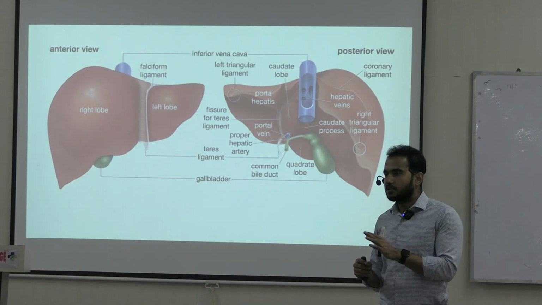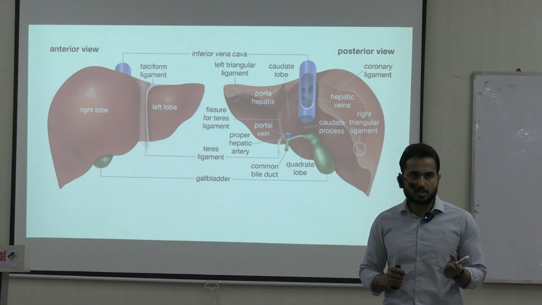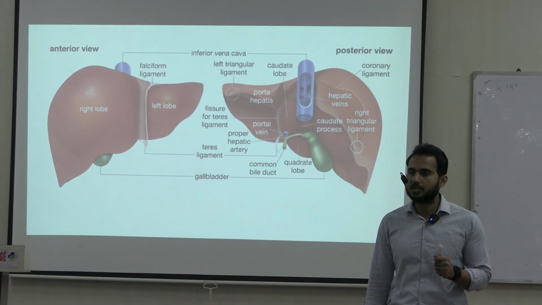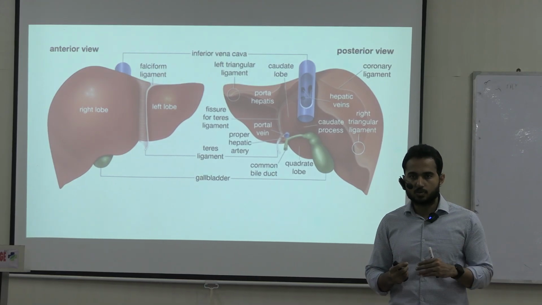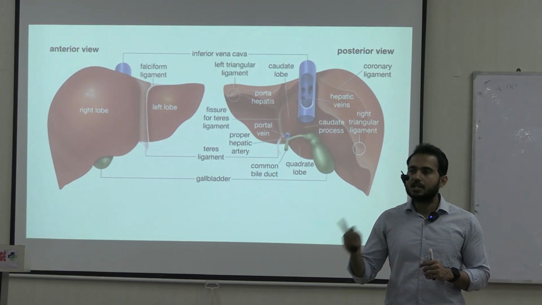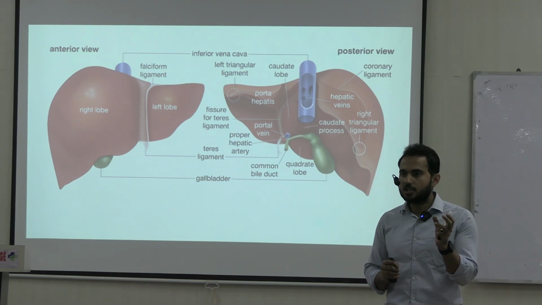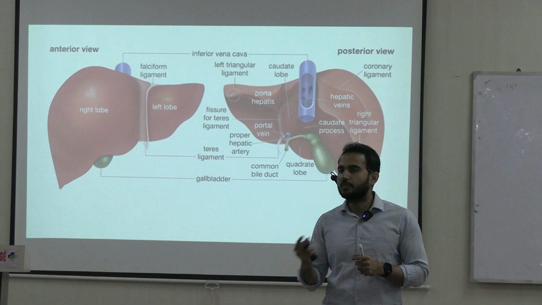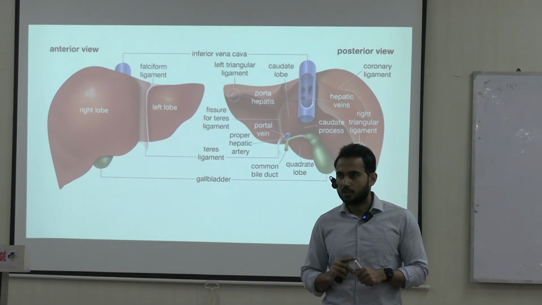Now, how is the bile produced? As I said, it is produced by hepatocytes, the cells present in the liver. Once it is produced, it has to come out. What is the destination where it should reach? The bile which is produced by the liver, mainly by the hepatocytes, ultimately reaches the second part of the duodenum.